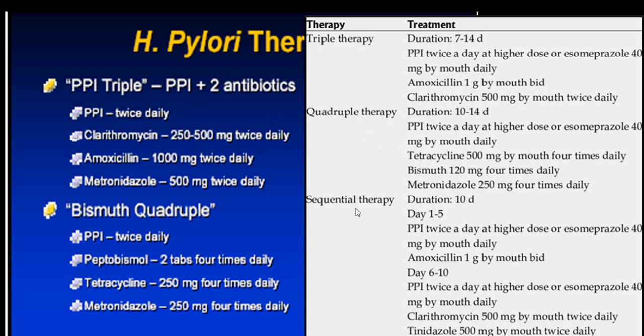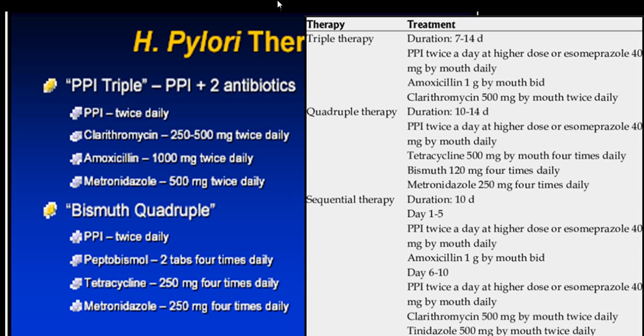Now there is one more variety of therapy, which is sequential therapy. On days 1 to 5, we give the proton pump inhibitor twice a day, similar to triple or quadruple, with amoxicillin 1 gram BID. From days 6 to 10, the PPI dose remains the same, with clarithromycin 500 mg BID and tinidazole 500 mg BID. This is called sequential therapy. So depending upon the person's response, tolerance, side effects, etc., but most commonly preferred is triple therapy.